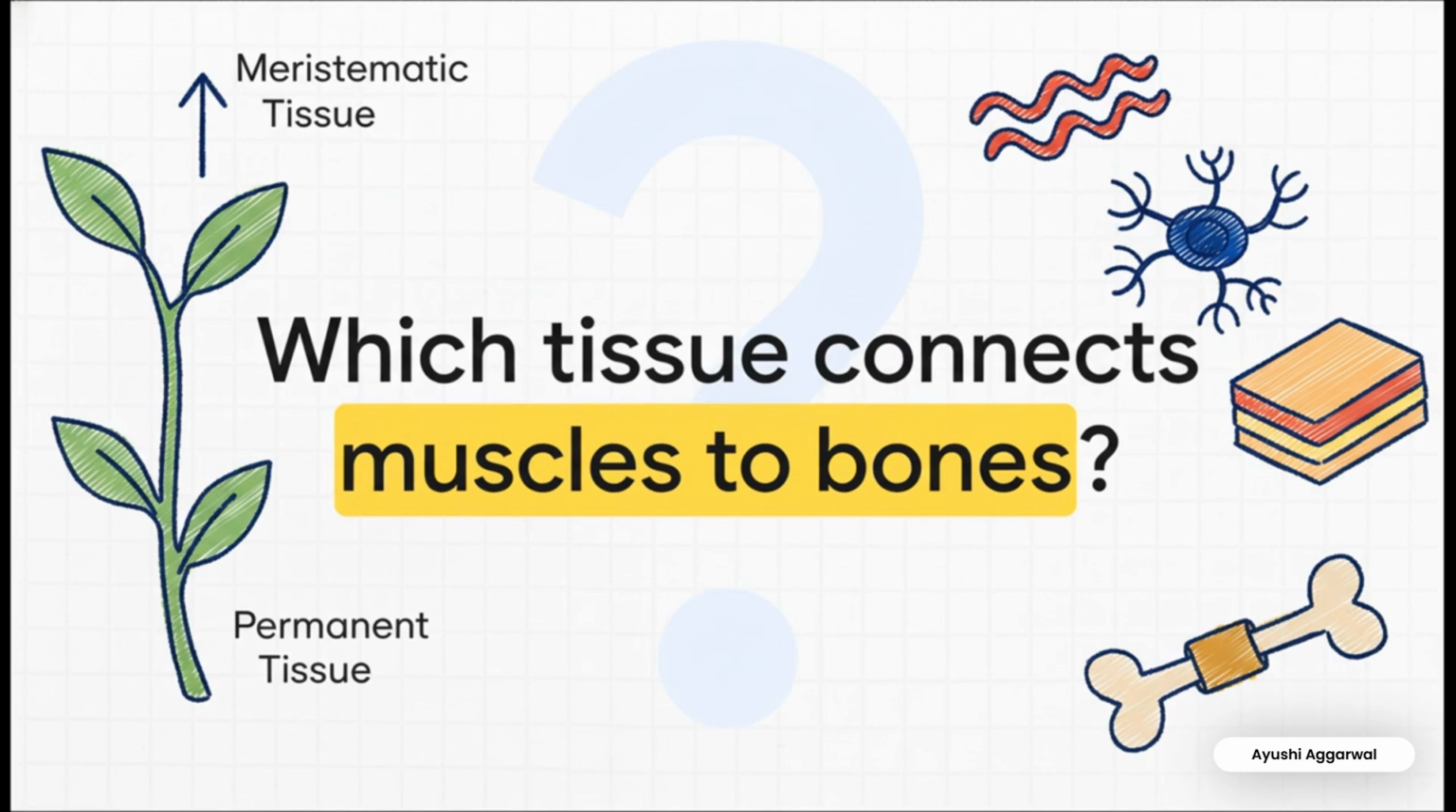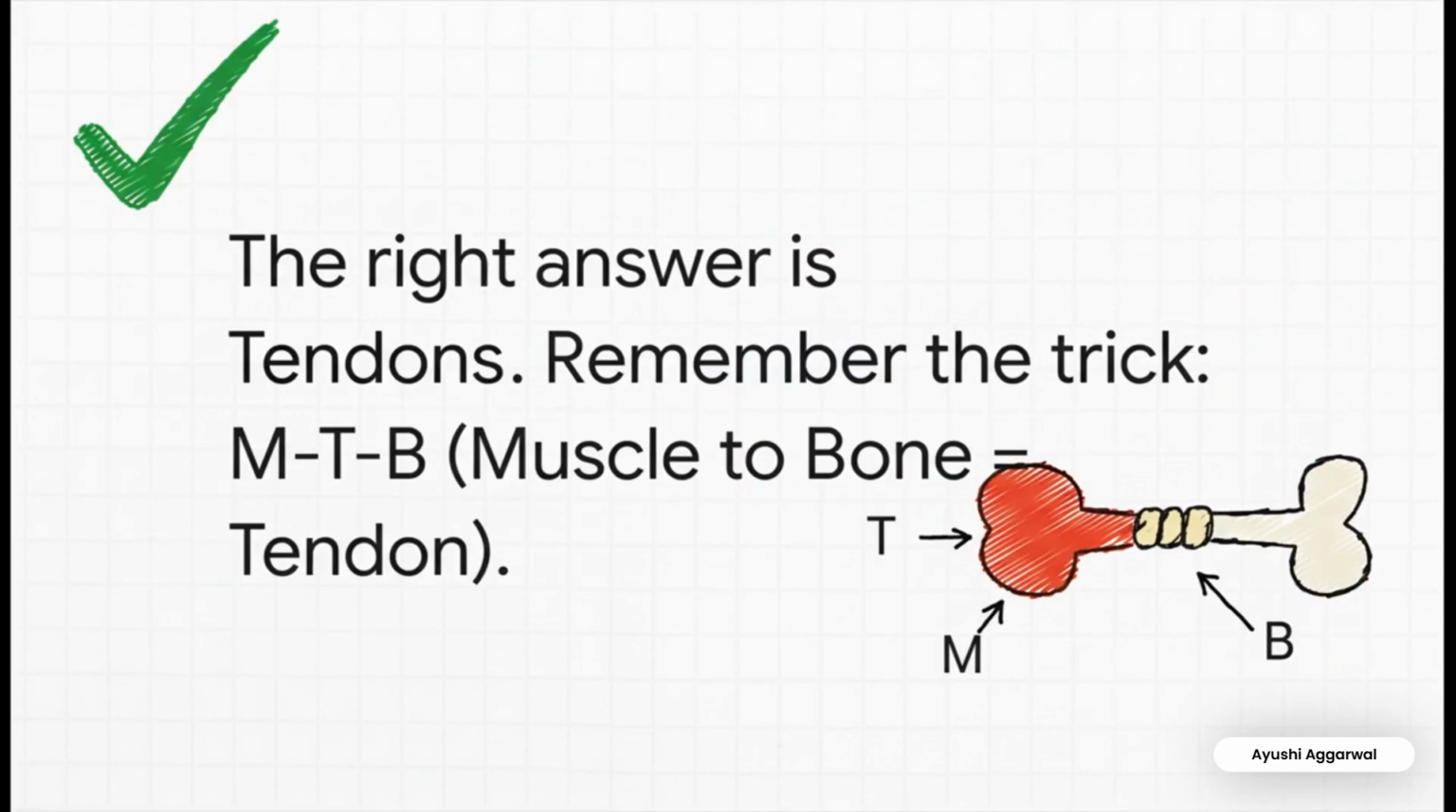All right, let's try an animal tissue question now. Which connective tissue is it that joins our muscles to our bones? This is a very common question, so pay close attention. The right answer is B, tendons. And here's a super trick so you never forget this. Just remember MTB. Muscle is connected to bone by tendon. Simple. And just as a bonus, remember that ligaments connect bone to bone.